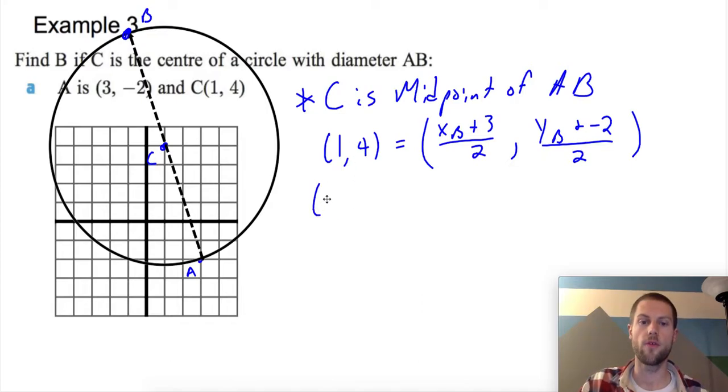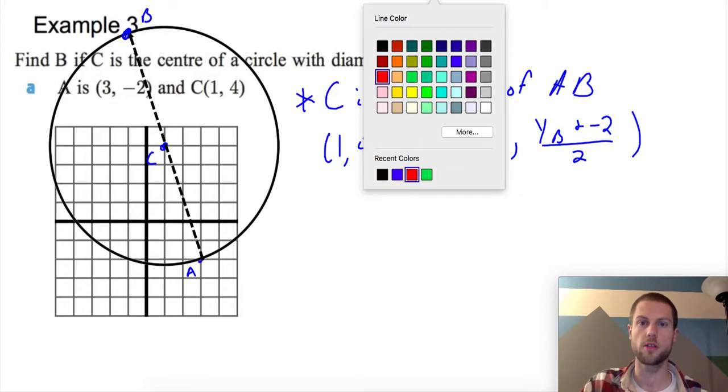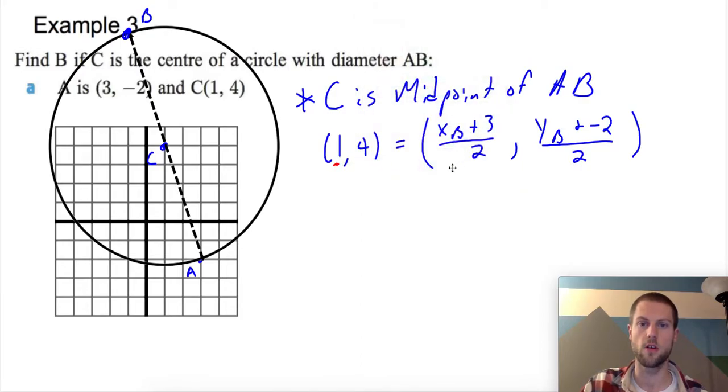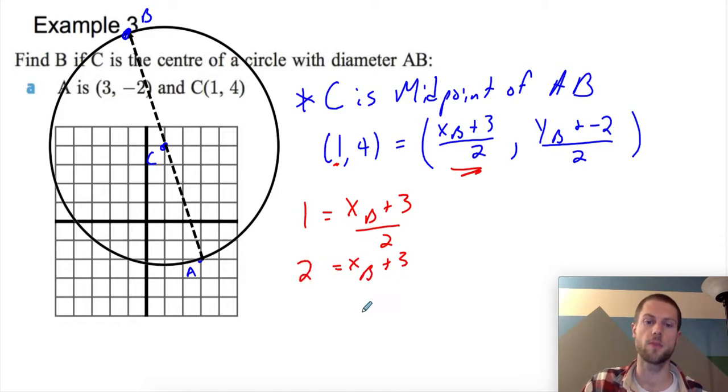So I can break this down into just the x's and the y's. Let's make the x's all red. So that means that 1, the x value of my midpoint, is going to equal (x sub b plus 3) over 2, which means that 2 is going to equal x sub b plus 3. That's if I multiply both sides by 2. So the x value of my coordinate B is going to equal -1.